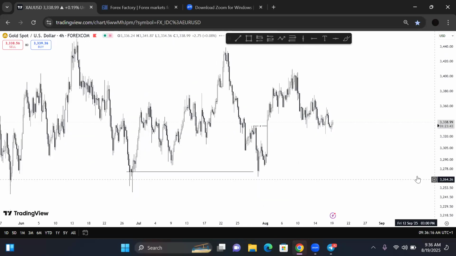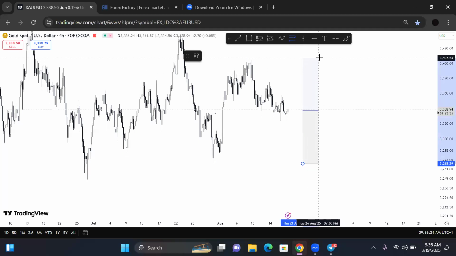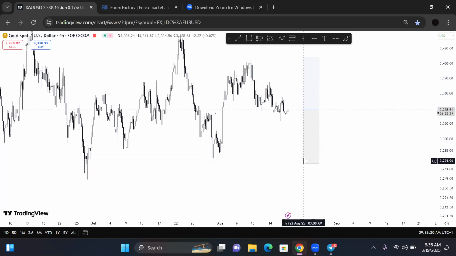And then what do we know? We know that this is our range. Our range is from this low to this high. This is our trading range. So we want to buy from around this discount zone and sell around this premium zone. So this is how you trade. You want to buy from discount and sell from your premium zones.